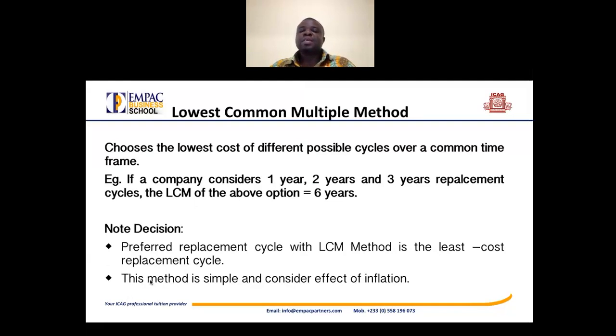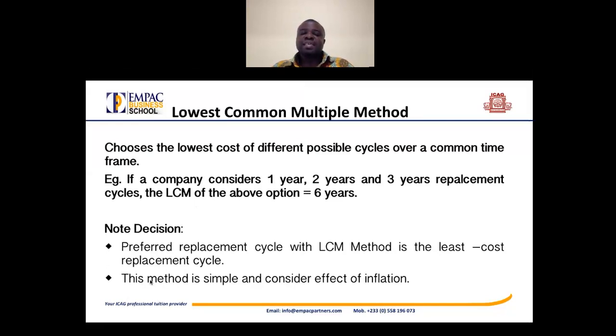We know that the lowest common multiple will be 6 years. If you multiply 2 by 3, you get 6. If you multiply 3 by 2, you get 6. And if you multiply 1 by 6, you still get 6. So the lowest common multiple will be 6 years. That's how we determine the lowest common multiple. And then we apply the cash flows to the replacement cycles. We shall look at it when we get to the computational aspect.